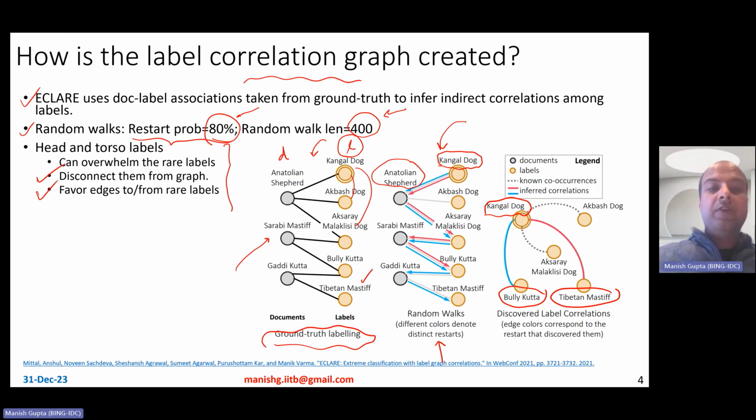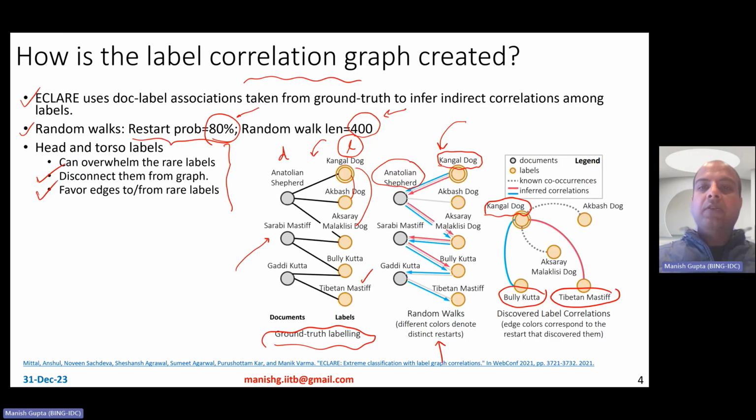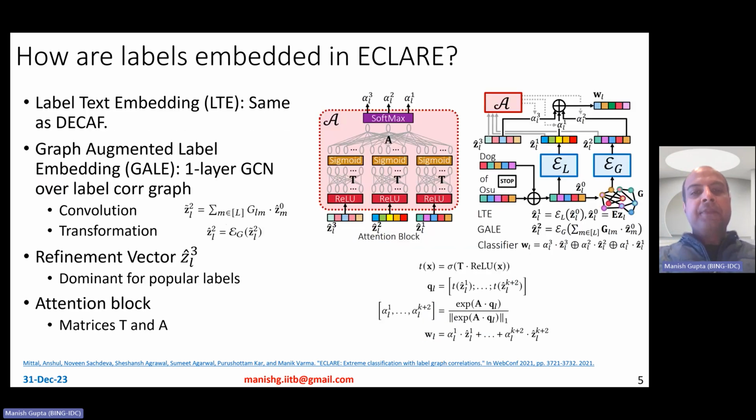And also, they basically favor edges to or from rare labels rather than to or from head or torso labels. Okay, so that's that. Now, we've understood how the label correlation graph is created. We'll call this label correlation graph G. Now we will see how this label correlation graph is used to learn good label embeddings.